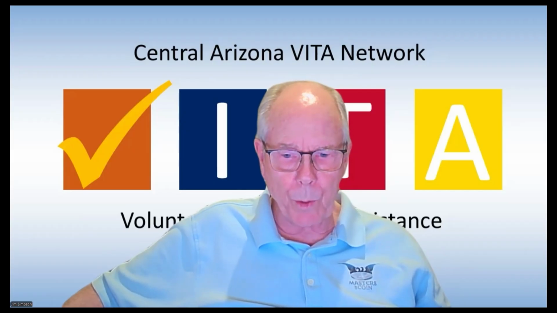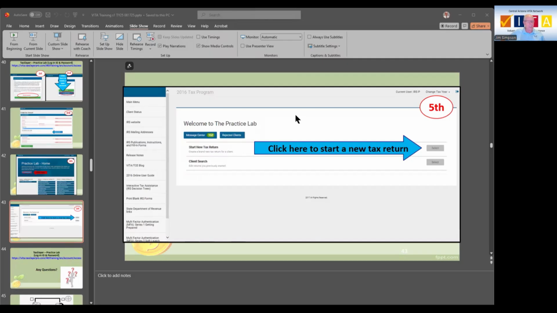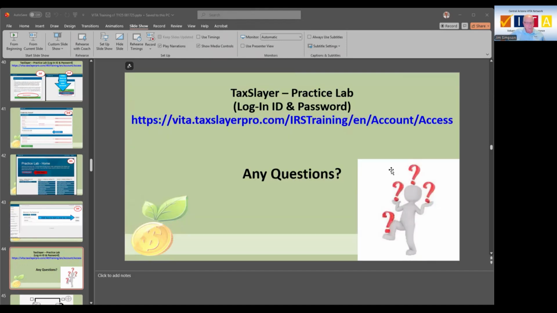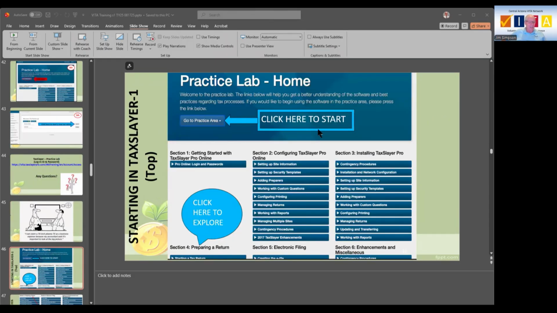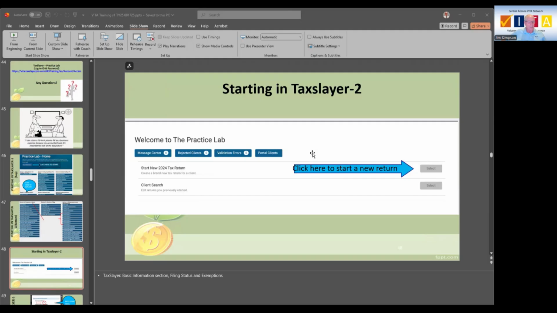And I'm going to go back to our presentation here just to kind of walk through a few things before we actually get into TaxSlayer. So once I get to the practice area, it'll say here, welcome to Practice Lab. And when you want to start a new return, you're going to select right here to start a return. Okay. So this is kind of the first section of how to get you started. Now, here's where we were. I already kind of talked to you about exploring these kinds of things and clicking here to go to the practice area. These were the practice returns I just showed you. So here's where we're going to select and start a new return.